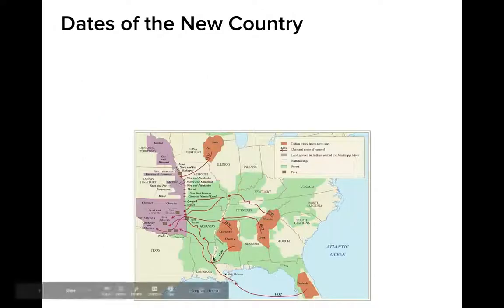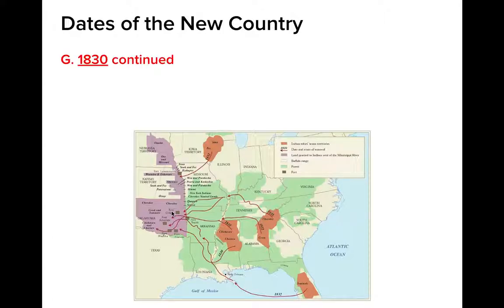And this shows some of the various migrations. The Seminole are moved into this Oklahoma territory. The Chickasaw and the Choctaw moved into this territory. You can see it's all during the 1830s. The Creek and the Cherokee are moved in the 1830s to these territories west of the Mississippi River, which would become Oklahoma.